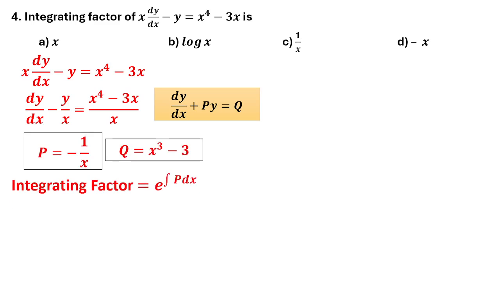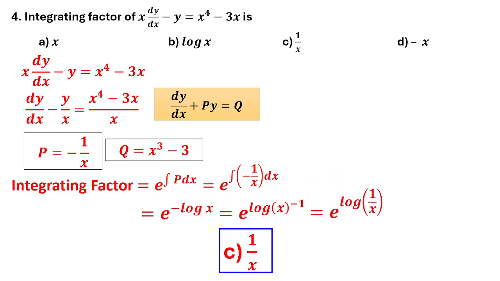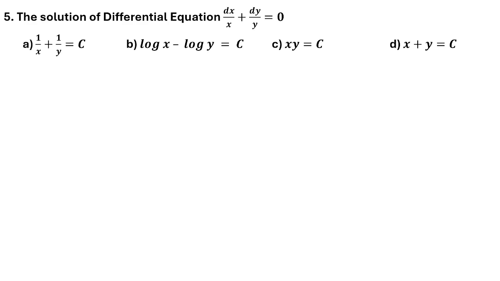No problem. Integrating factor is e power integral P dx, e power integral of minus 1 by x, the value of which is minus log x. Now please don't get confused by directly writing e power minus log x is minus x. Let us check. It is e power log of x power minus 1, which is e power log of 1 by x. Therefore, the answer is 1 by x. Be careful with this. Okay, well. Let us go to question number 5.